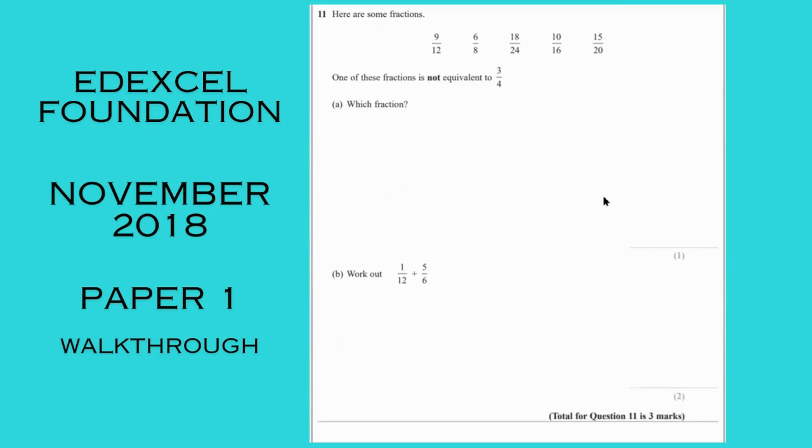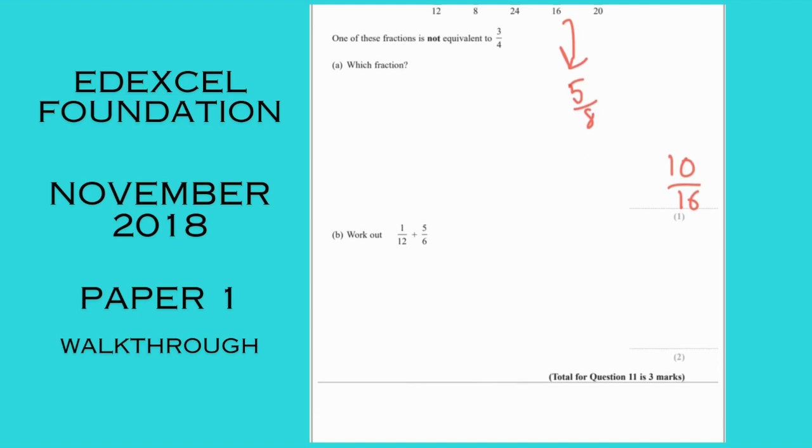Equivalent fractions, so just have a quick scan. Start from the left, start from the right, it's entirely your choice. But hopefully you'll notice that the 10/16, if you halve the top and halve the bottom, it's that one. That does not equal 3/4.